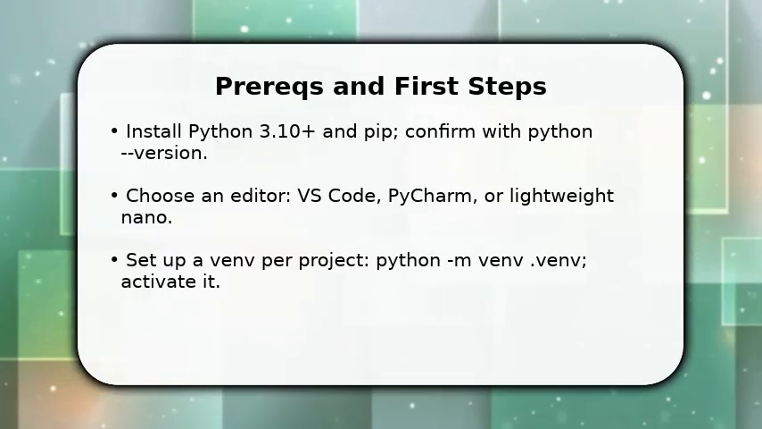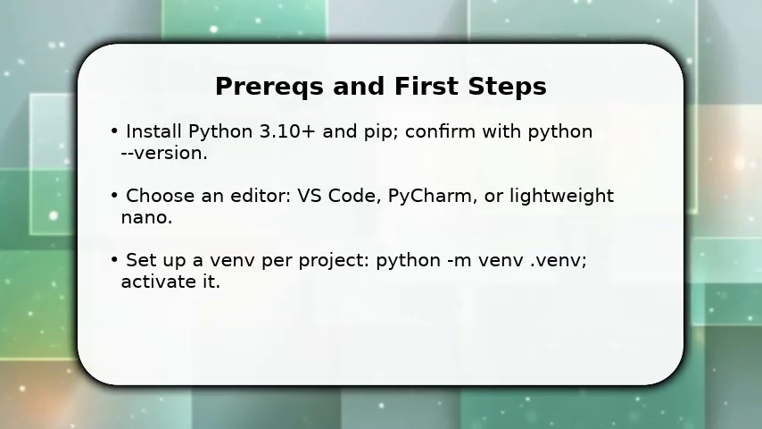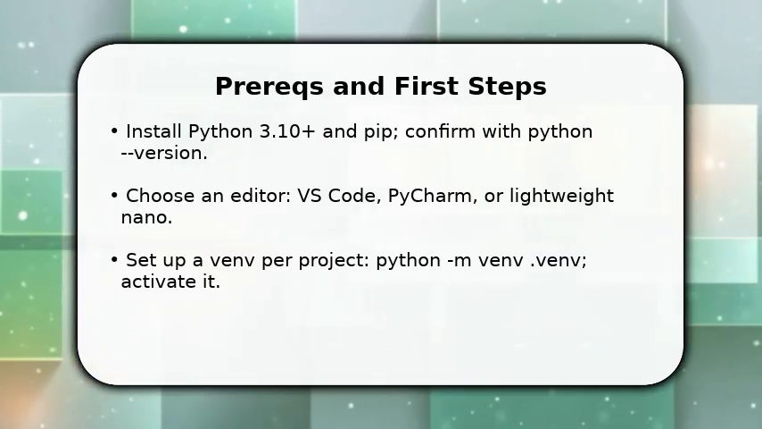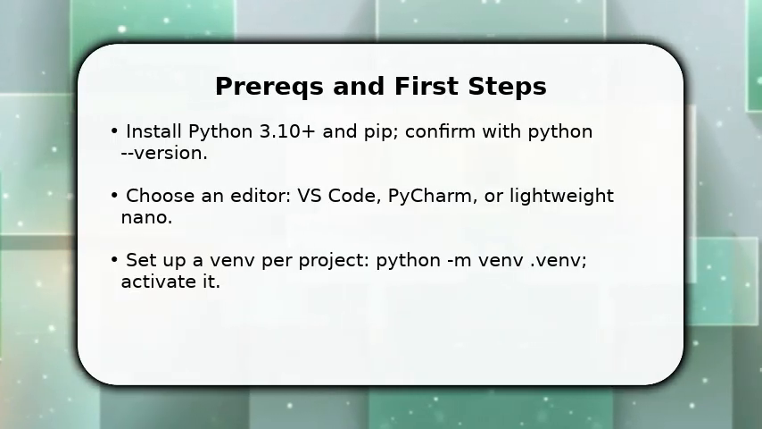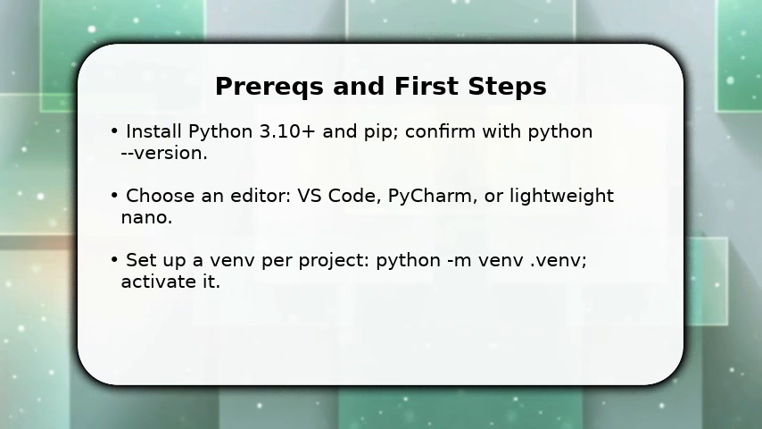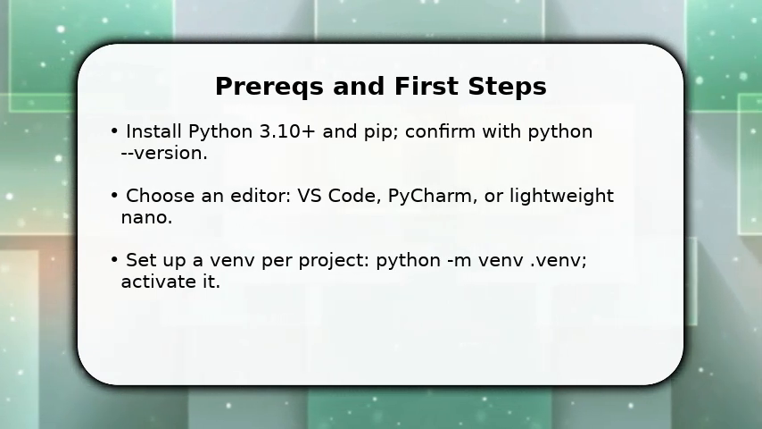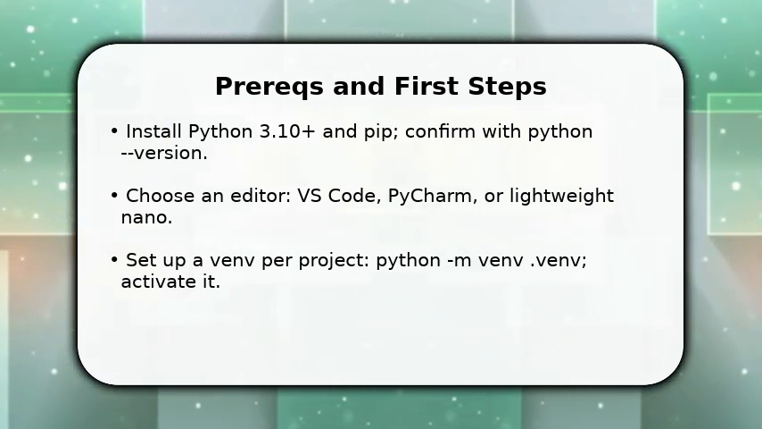editor for quick edits. Next, make a per-project virtual environment with python -m venv. Venv and activate it. This isolates dependencies and prevents system conflicts. Make sure to test by installing one package and running a tiny script to confirm everything works.